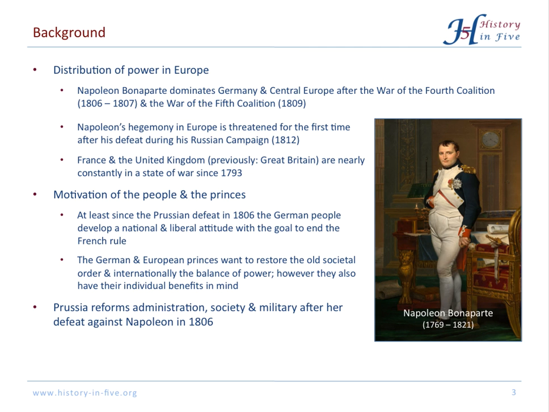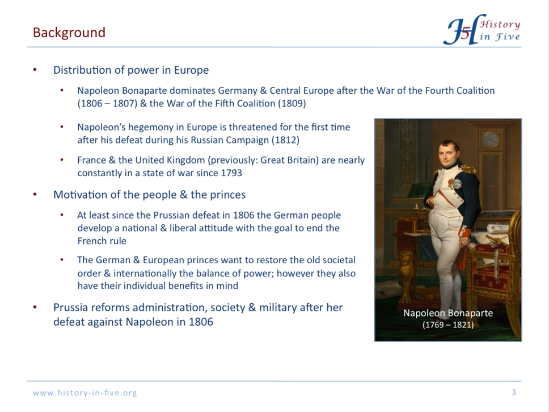Napoleon Bonaparte won several wars. France was the hegemonial power in Europe, but this position was now threatened for the first time after the French lost the Russian campaign in 1812. It should be mentioned that the United Kingdom was in a state of war with France nearly all the time since 1793.